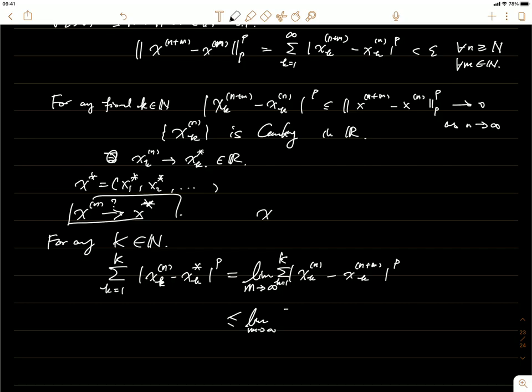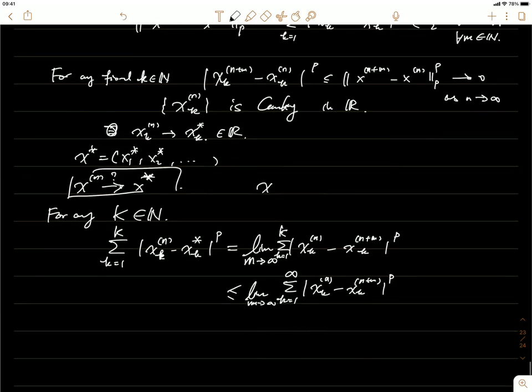If you take the finite sum, it will be less than or equal to the infinite sum, because the infinite sum is always adding nonnegative numbers. So that's this. And by definition, the infinite sum is equal to the p norm of xn minus xn plus m.